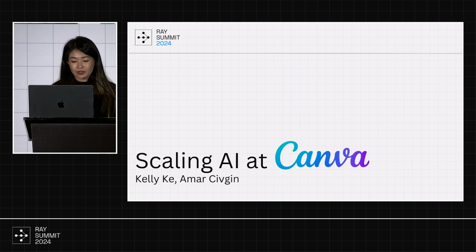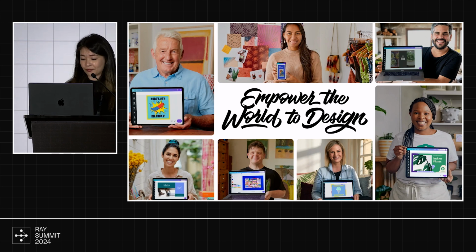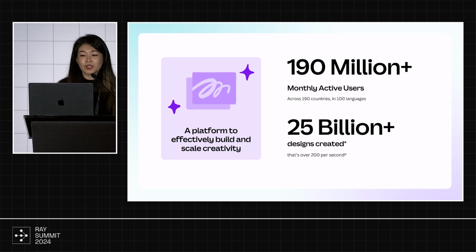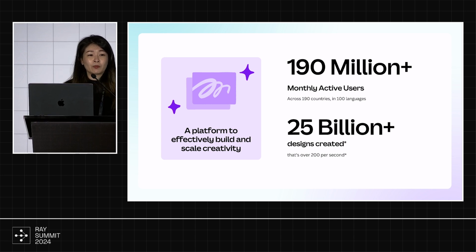So for the few that don't know Canva, we are a design software company, and our mission is to empower the world to design. We do this by providing a platform that effectively builds and scales creativity. We currently have over 190 million monthly active users. This is across 190 countries and in 100 languages. And to date, we have over 25 billion designs created on Canva. That's over 200 designs created per second.